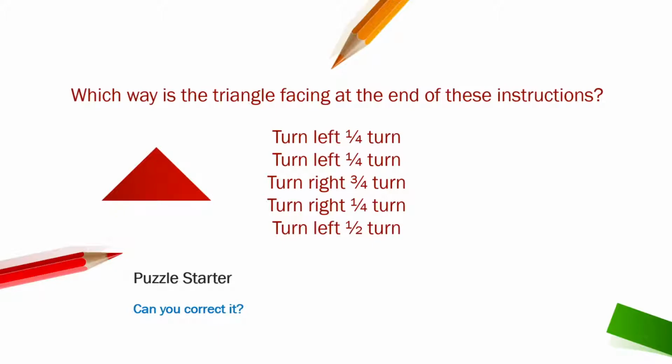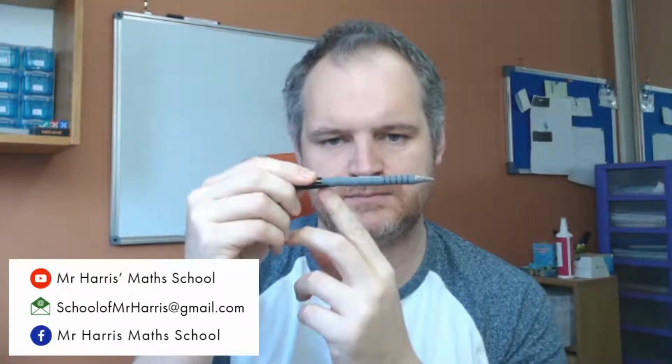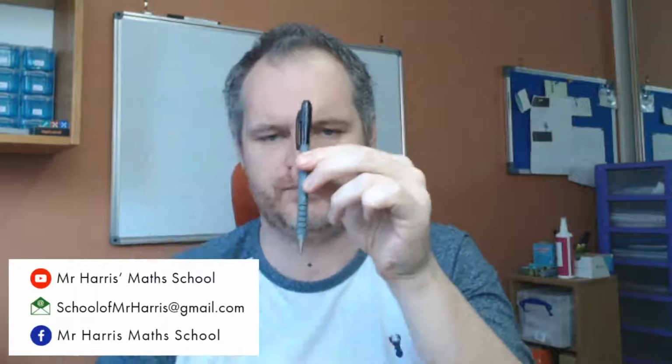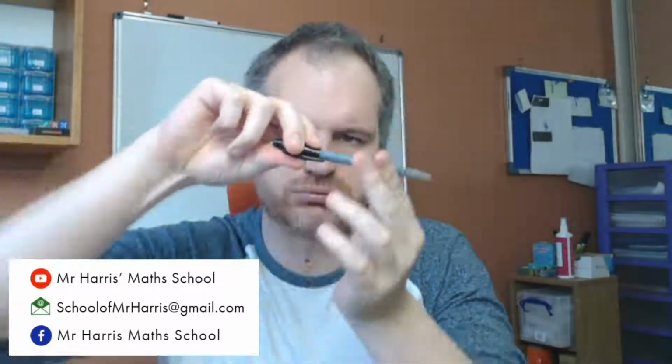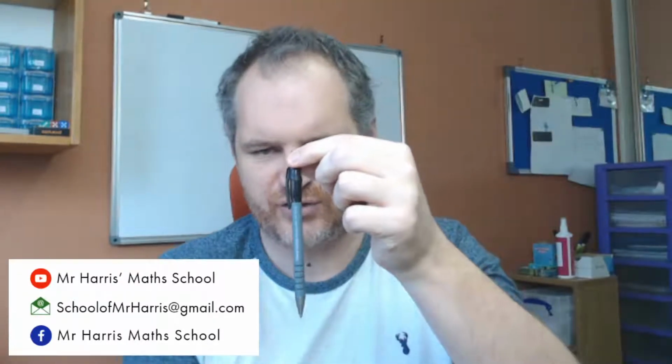How are you getting on with this starter then? What happens if you turn left a quarter turn, then turn left a quarter turn, then turn right 3/4 turn, then turn right a quarter turn, then turn left half a turn? Well, let's have a look, shall we? Here is my pen. Turn left a quarter turn, turn left a quarter turn, turn right 3/4 turn, turn right a quarter turn, turn left half a turn, and it's back where it started. We'll end up facing the same way it's facing now.